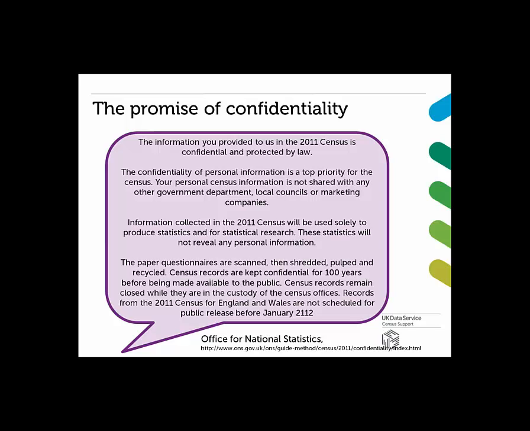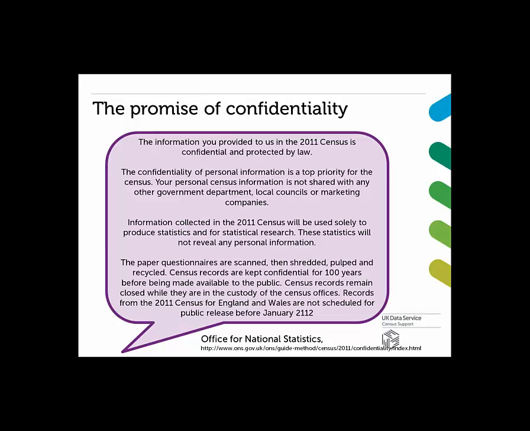So this promise of confidentiality is taken very seriously. If you ever visit one of the census offices, you'll realise quite how seriously it's taken. Security is high, and it's important. But what I've got on this slide here is the promise that was put onto the information that went out with the census for England and Wales last time round. So it says that the confidentiality of personal information is a top priority, and that your personal information is not shared with other government departments, local councils or marketing companies. It's only going to be used to produce statistics and for statistical research, and that these statistics will not reveal personal information. The census records with the identifying information are kept for 100 years.